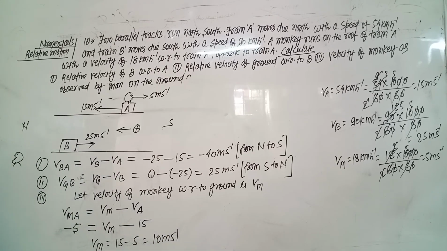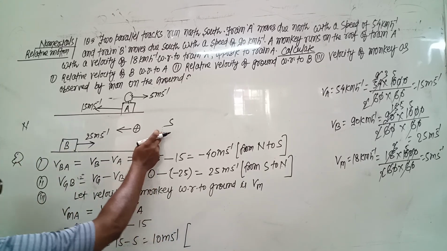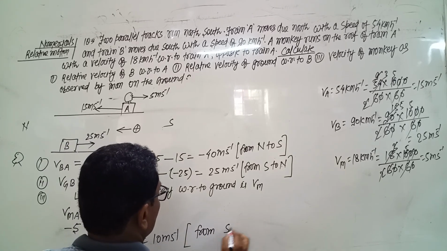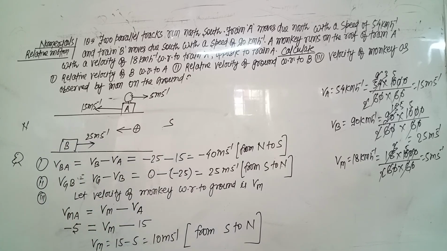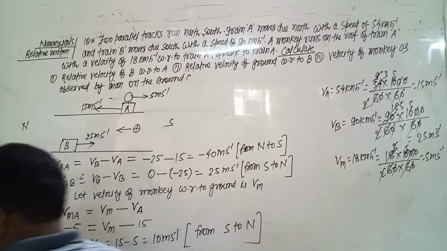So the relative velocity of monkey with respect to ground is directed from south to north. The relative velocity of monkey with respect to ground is 10 meter per second from south to north.